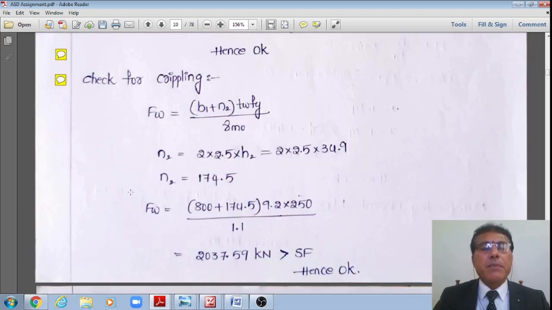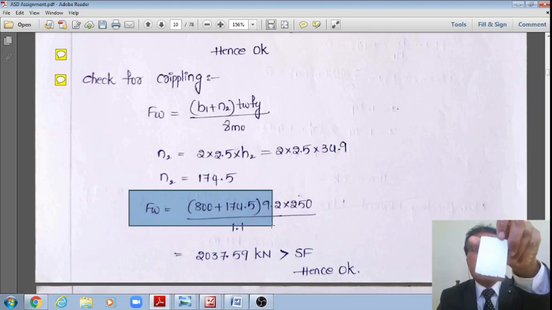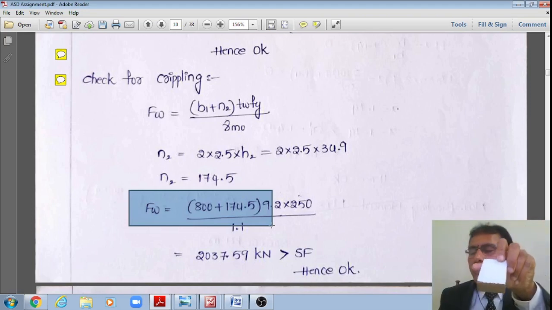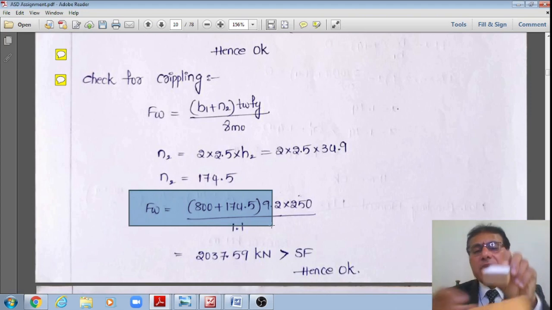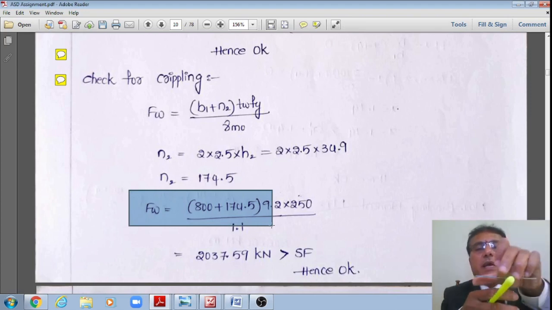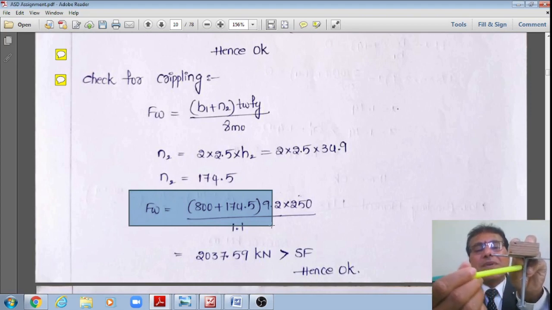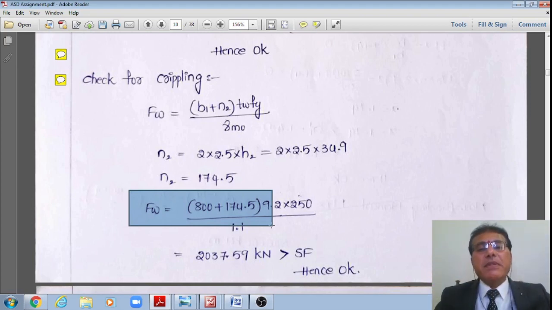Therefore, the web crippling load is equal to B1, the base plate under the first column. The first column base plate is 800 mm by 800 mm, student, plus 174 at the intersection up to the end of the root radius. N2 is 174, multiplied by the thickness of the web, 9.2, multiplied by 250, divided by 1.1.